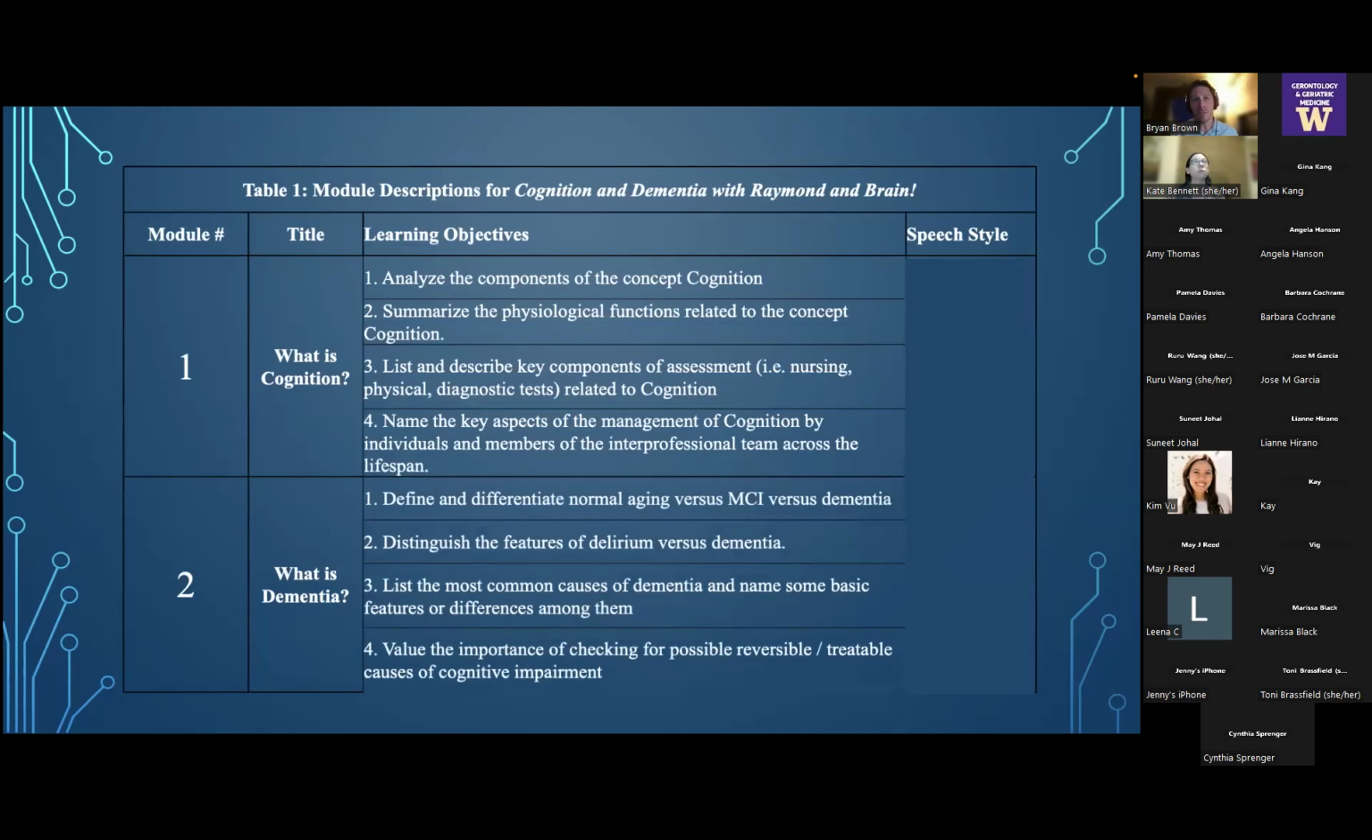But then we designed these learning objectives based on theirs and adapting to what we thought would be most helpful. You don't have to read all these. The thing to point out is that each one starts with a good action verb. So the students will be able to analyze something, summarize something, list something, and so on. Overall, the first one is more about these 5 domains of cognition: memory, language, executive function, attention, and visual spatial. And then the second one focused more on dementia versus MCI, how you distinguish from delirium, and how you distinguish from mood disorders with pseudodementia, all that.